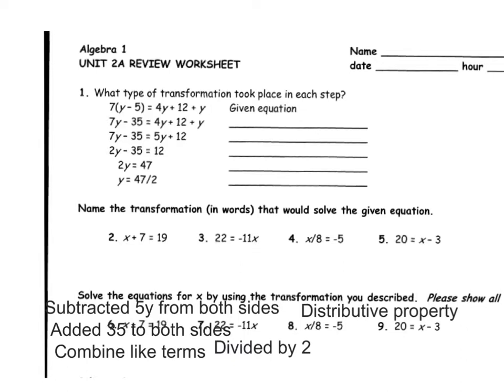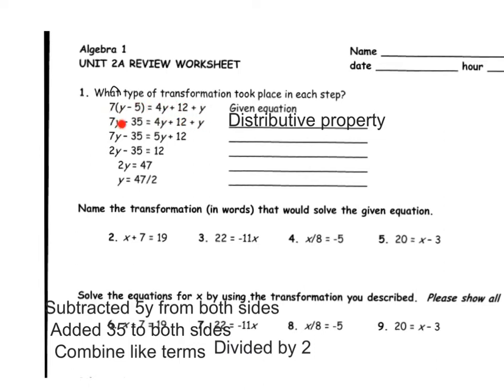We're going to start by doing the first problem. It says, what type of transformation took place in each step? If we look at the first one, this is the original problem. Identifying the original problem as 7 times the quantity y minus 5 equals 4y plus 12 plus y, the first thing that I would do is the distributive property. So the first step is the distributive property. That took us from the original here down to this one.